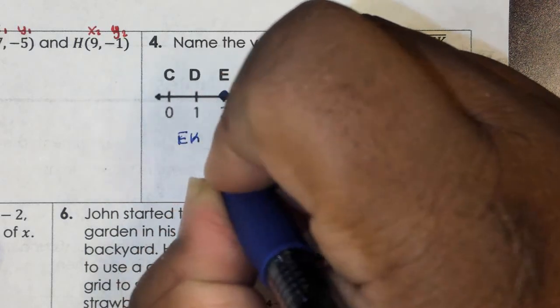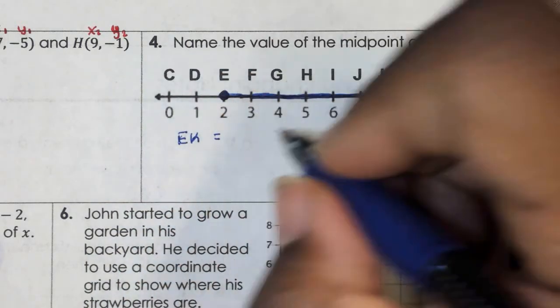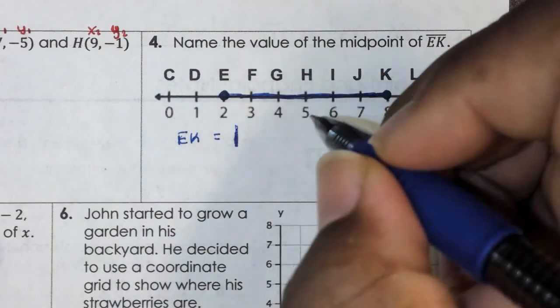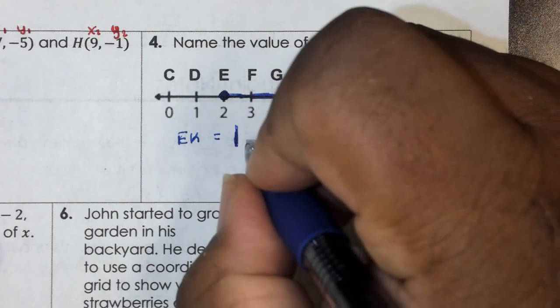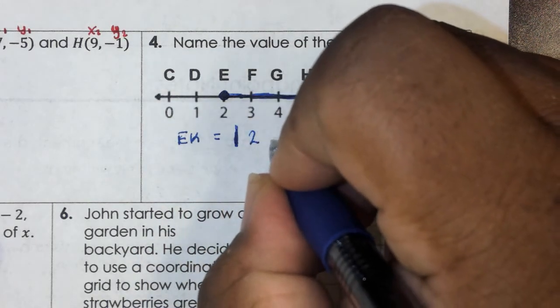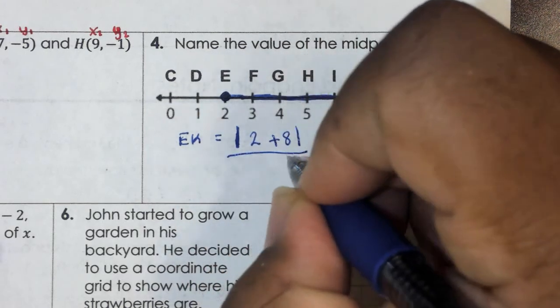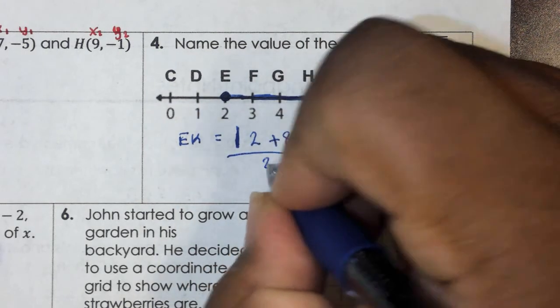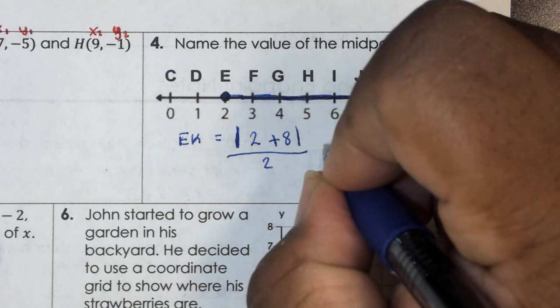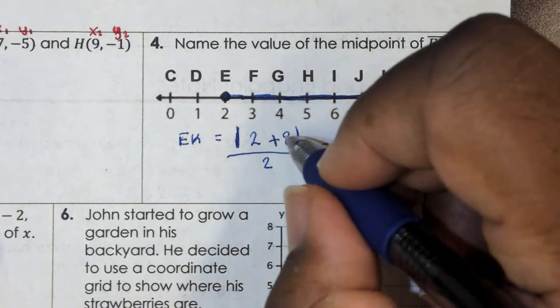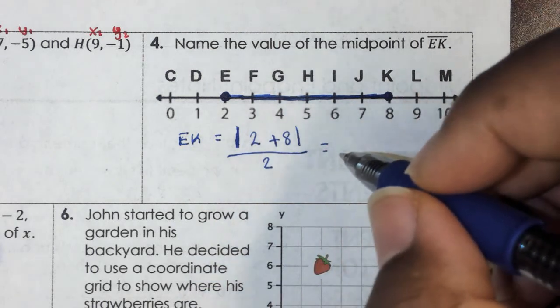to find EK, this is like I said, simple midpoint. All you want to do is the absolute value of your first point, which is 2, plus your second one, 8, divided by 2. And so from there, I'll do 2 plus 8 and get 10.